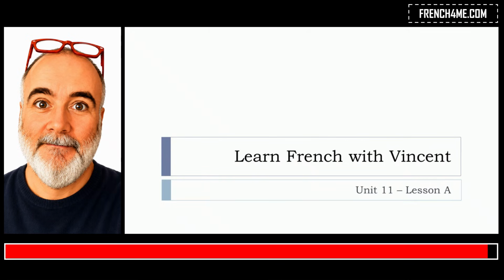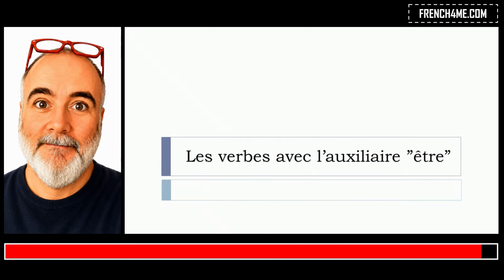And this is Unité 11, leçon A. And in this lesson, we'll discover together les verbes avec l'auxiliaire être. So if you remember, in some cases, for what we call composed tenses, you will have to use whether avoir or être. So in most of the cases, you will have to use avoir. But then in some cases, you will have to use this auxiliaire être.